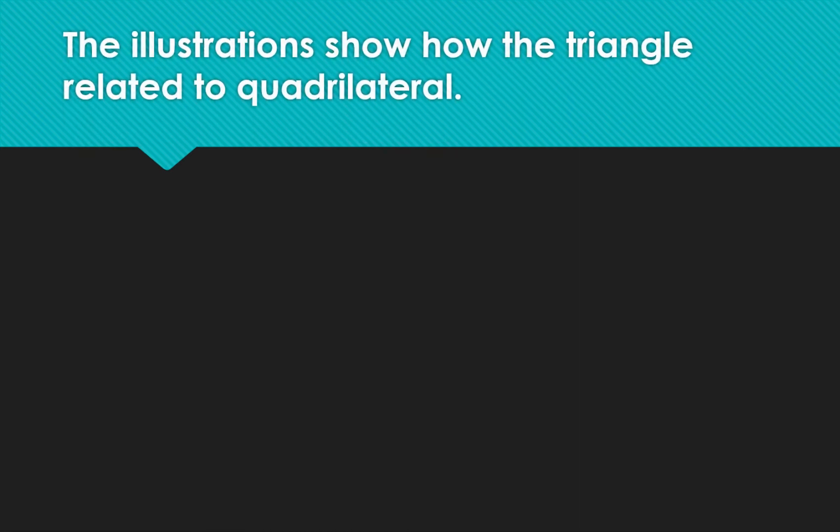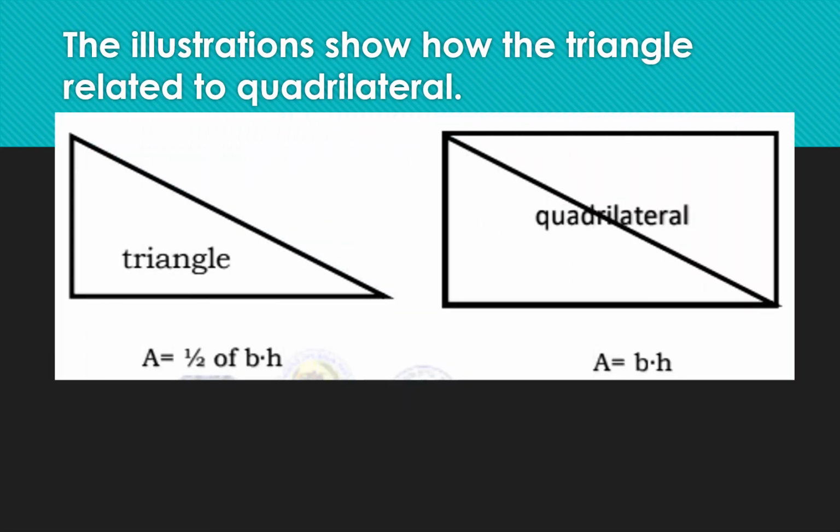Now, class, the illustrations show how a triangle is related to quadrilaterals. As I said, if we cut any quadrilateral, it will divide into two triangles. The area of a rectangle is the base times the height. The base is here at the bottom, and the height is at the side, whether right or left. Then when we cut the quadrilateral and divide it into two parts, we now have a triangle.